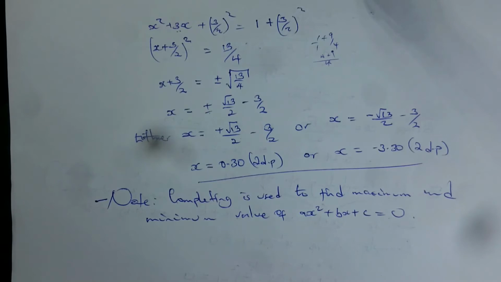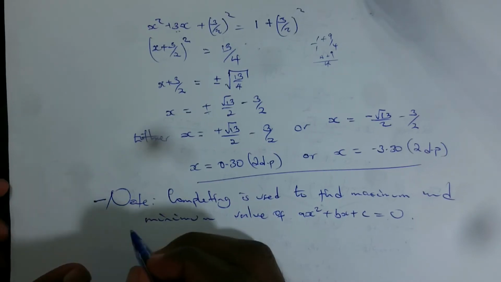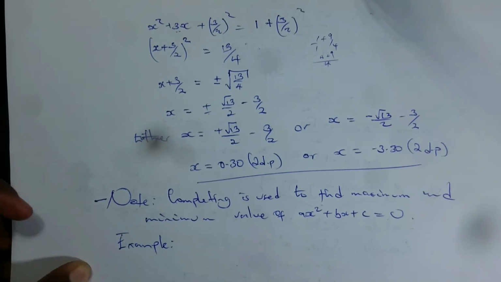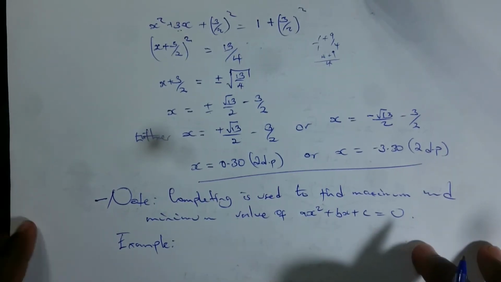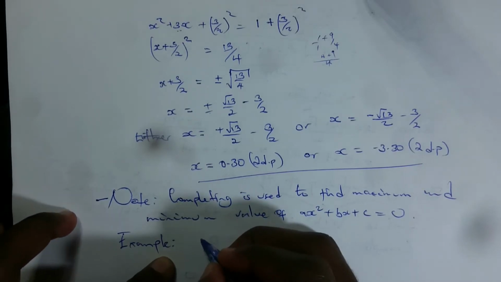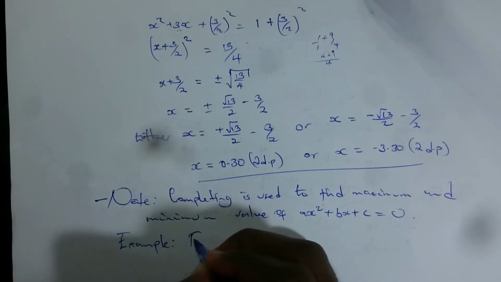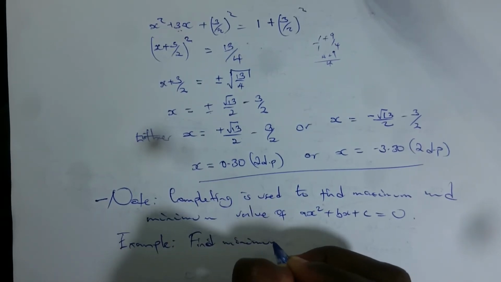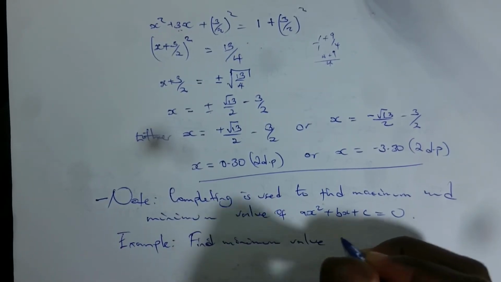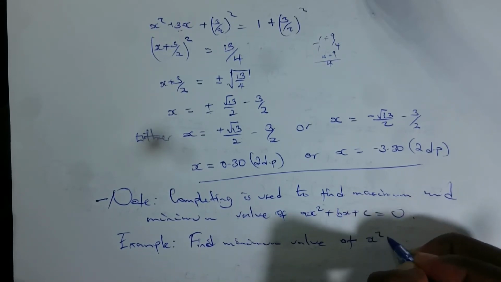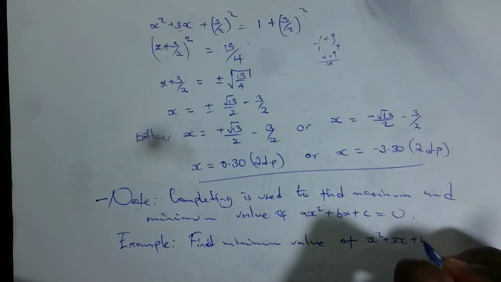So let's look at an example of how we can come about that. Let's find the minimum value of x squared plus 3x plus 4.